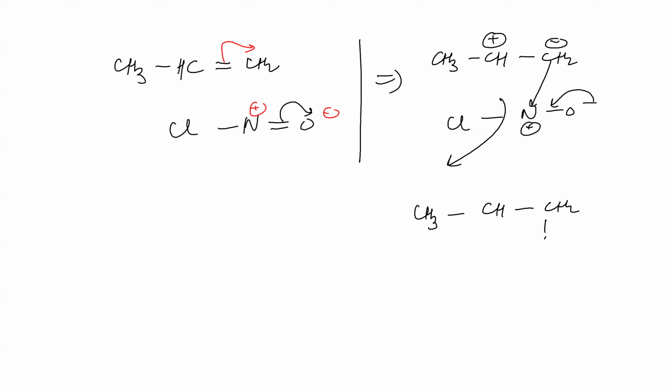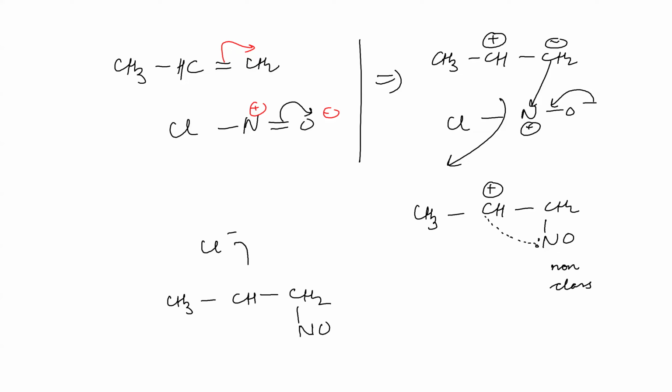So NO comes here, and N obviously has a lone pair. So it's a non-classical carbocation, an electrophile. Next, Cl negative will attack from which side? CH3, CH, CH2, NO, and Cl negative will attack from the top side. So you will have CH3, CH, CH2, and N double bond O.